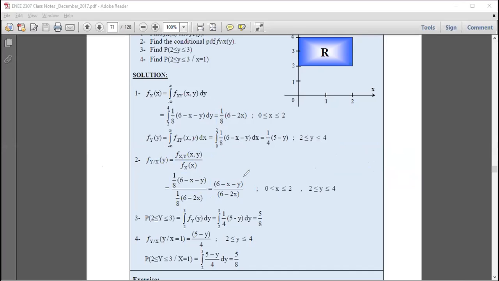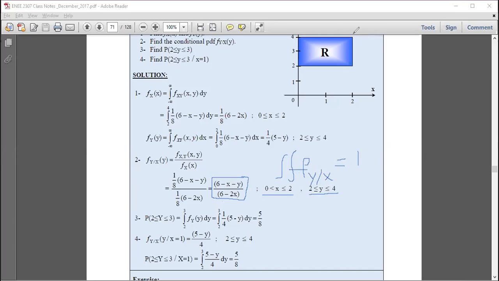Remember, you need to verify it is a valid conditional PDF. How? If someone asks you whether it is a valid conditional PDF, how do you verify that? You have to take the double integral, from minus infinity to infinity, or from 0 to 2 with respect to x, and from 2 to 4 with respect to y. And you need to make sure that the double integral of fy given x equals 1.